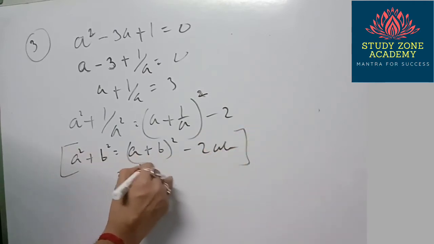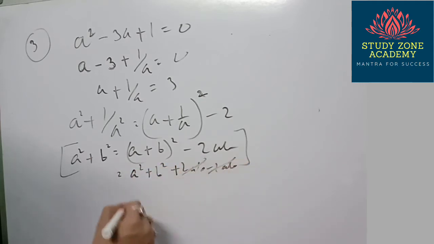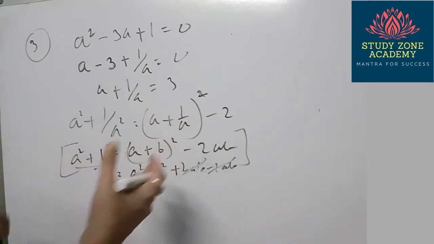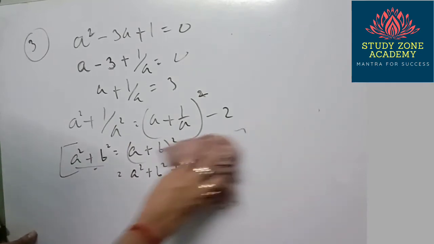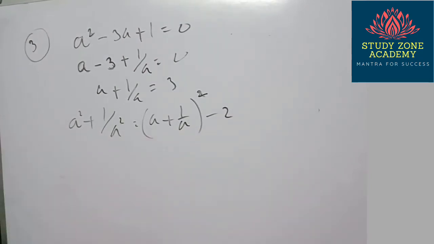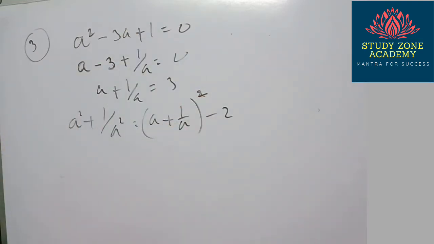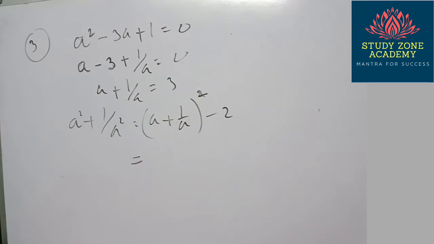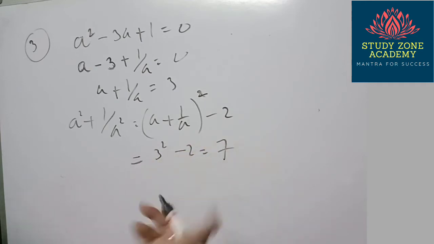How are we getting it? Let me derive it for you. A square plus b square plus 2ab minus 2ab. Now this is getting cancelled and we're getting this. So clear how we are getting this formula. I hope you won't face any problem here. Let me rub this thing. Moving ahead. So a square plus 1 by a square equals to a plus 1 by a whole square minus 2. This is what we are getting. So it will be 3 square minus 2, that is 9 minus 2, that is 7. Absolutely clear.